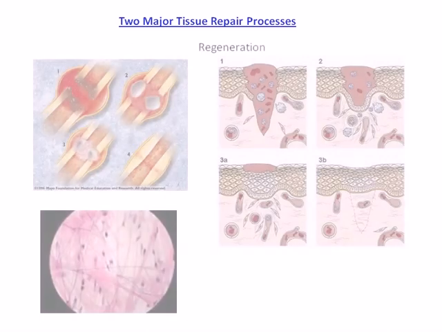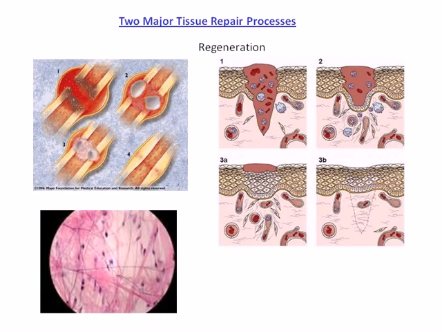In regeneration, damaged or destroyed tissue is replaced by the same kind of tissue. Epithelial tissue heals by regeneration. Bone, a connective tissue, also heals by regeneration. When we fracture a bone, new bone is formed to repair the fracture.